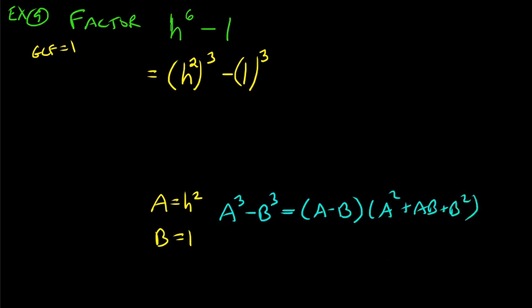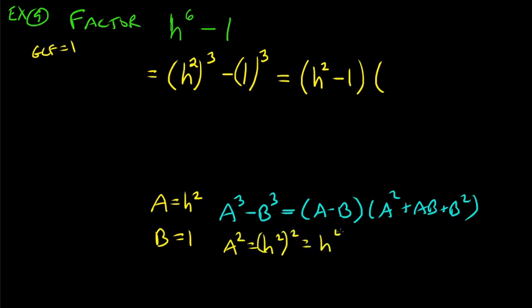Got it? All right, so let's start with a minus b, which is just h squared minus 1 times a squared. Well, a squared is h squared squared, so h to the 4. And then a times b is just 1 times h squared. And b squared is 1 squared. 1 times 1 is still 1, right? So you end up with h squared minus 1 times h to the 4th plus h squared plus 1.